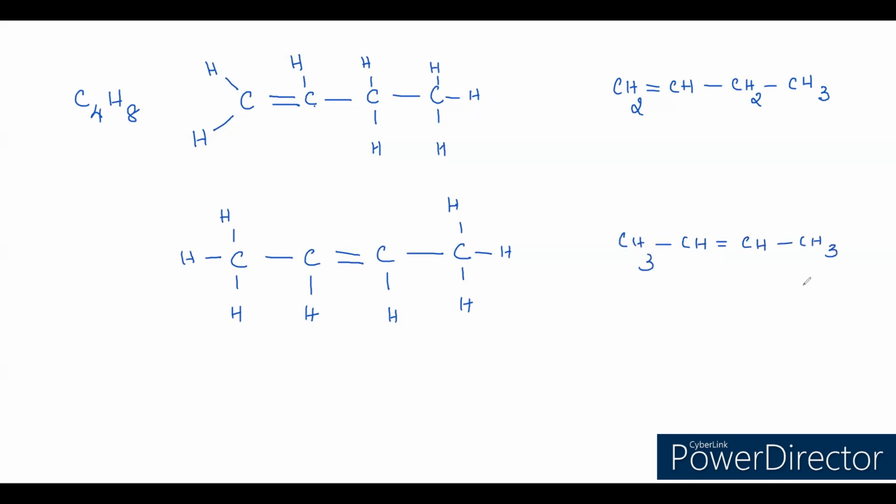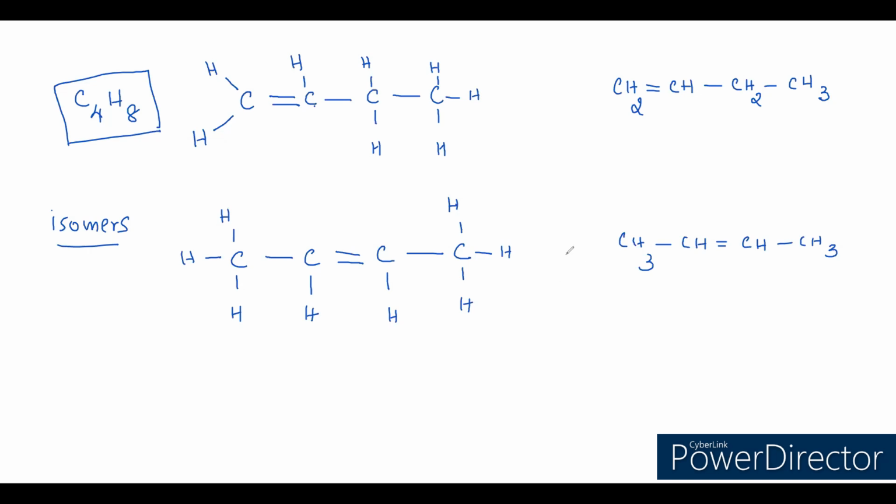Quickly count the number of hydrogens. 3 plus 3, 6, 7, 8. The other one also: 2 plus 1, 3, plus 2, 5, plus 3, 8. Both of them have the same molecular formula, but I got two different structures. Compounds having the same formula but different structures are examples of isomers. Regarding isomers, we will learn in detail a little later.